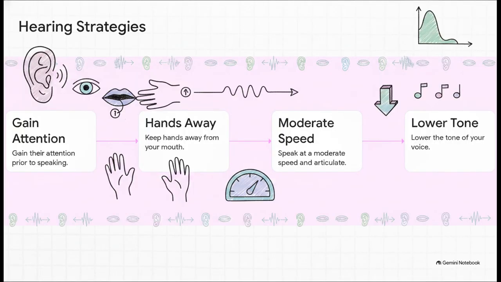So how do we actually communicate effectively with hearing-impaired patients? It's not just about yelling. Remember presbycusis? High-pitched sounds are the first to go, so you need to consciously lower the tone or pitch of your voice, speak at a moderate speed with careful articulation, and don't just crank up your volume. Also, keep your hands away from your mouth so they can read your lips, and definitely make sure you have their attention before you start speaking.